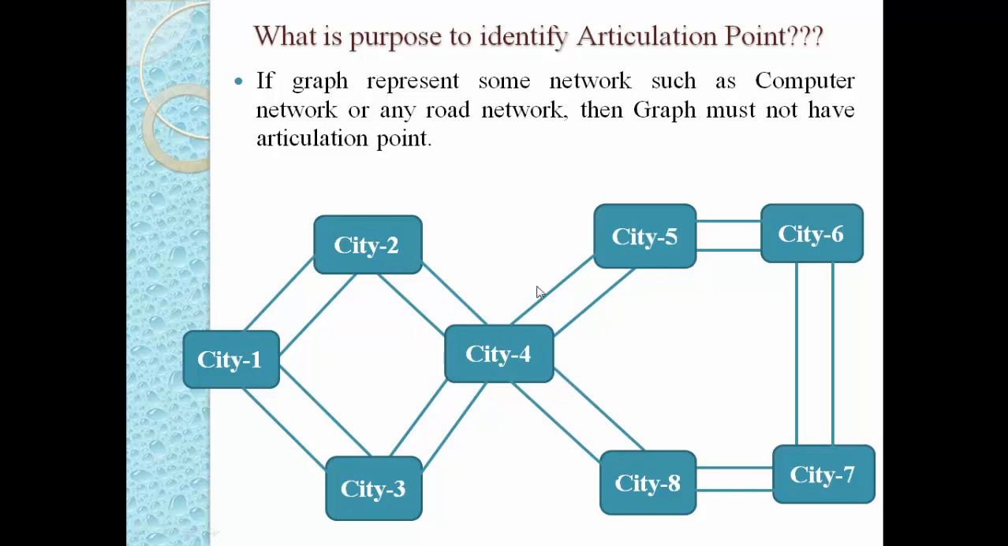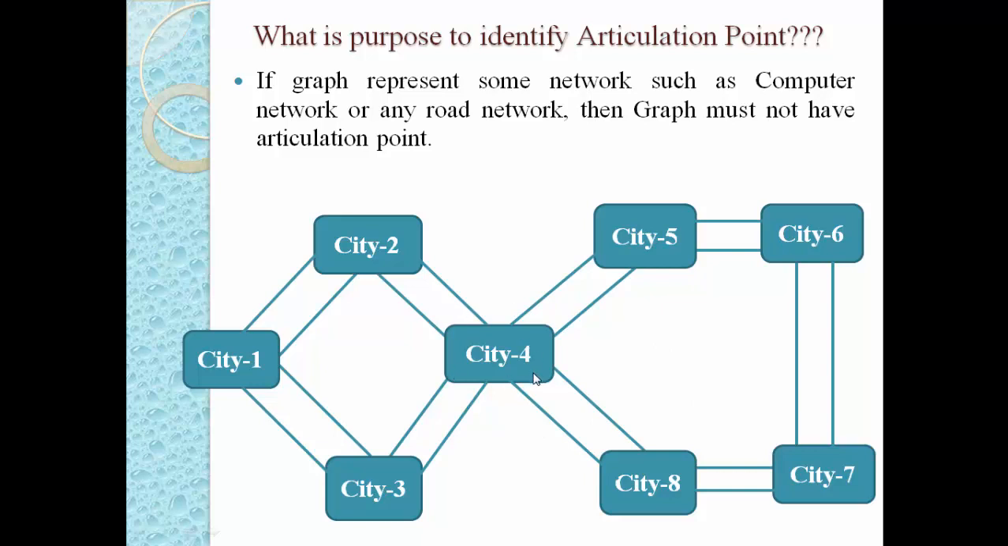Once we observe this graph, or we can say this network, we can say that city 4 is a point through which we can reach from one part to the other part. It means that if you want to reach from city 2 to city 8, at that time we have to cross city 4. If you want to reach from city 2 to city 6, we have to cross city 4. It means that if you want to reach from any city of this part to this part, we have to cross city 4.